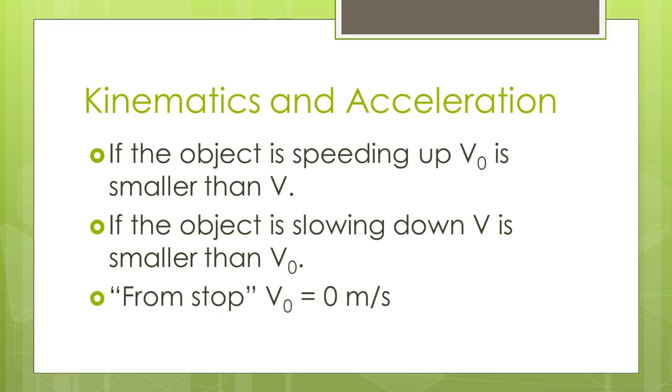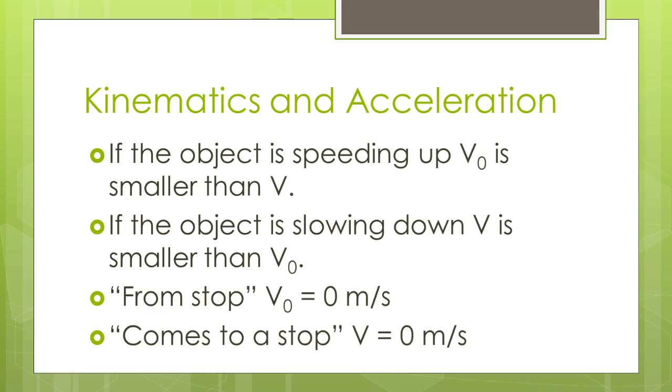If a word problem ever says that an object is starting from stop, or it's at a stop sign and then speeds up, the initial velocity is 0 meters per second. That means it starts at 0, starts at stop. If it's coming to a stop or coming up to a stop sign or stoplight, that means the final velocity is 0 meters per second. It ends at 0. It ends at stop.